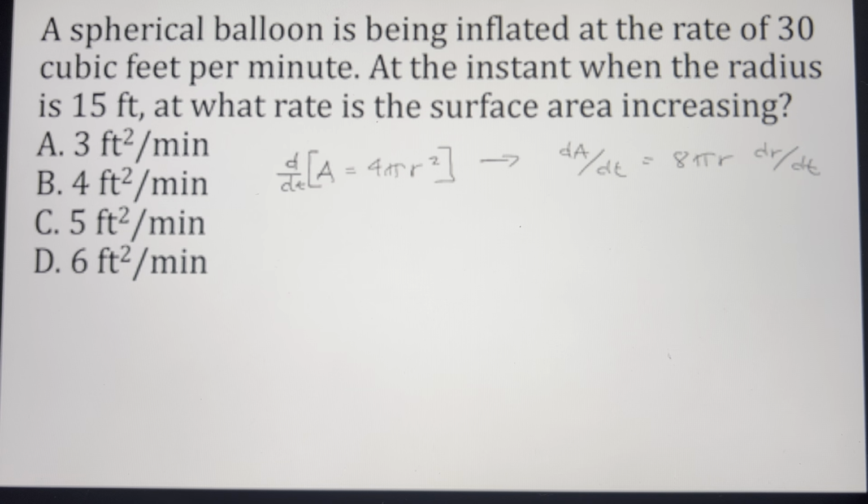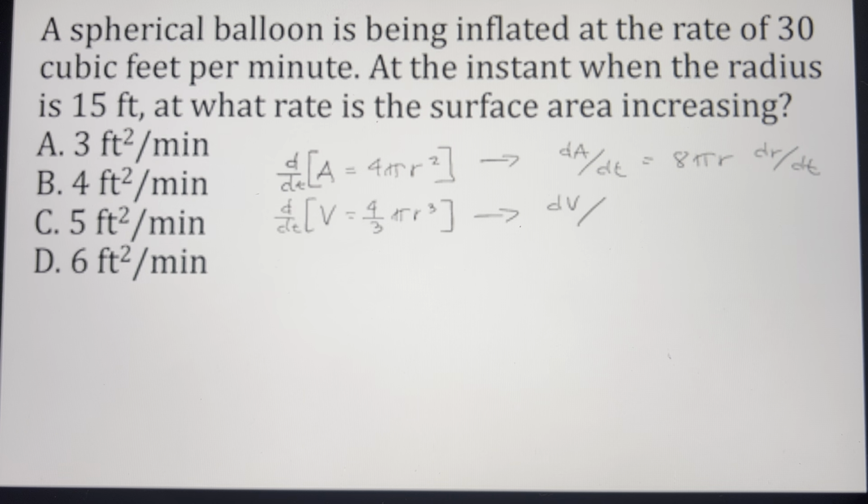Then there's a given 30 cubic feet per minute, that is the rate of change of volume. So the volume of a sphere is 4/3 pi r cubed. Let's get the derivative with respect to time. So the rate of change of volume with respect to time is 4 pi r squared dr/dt.